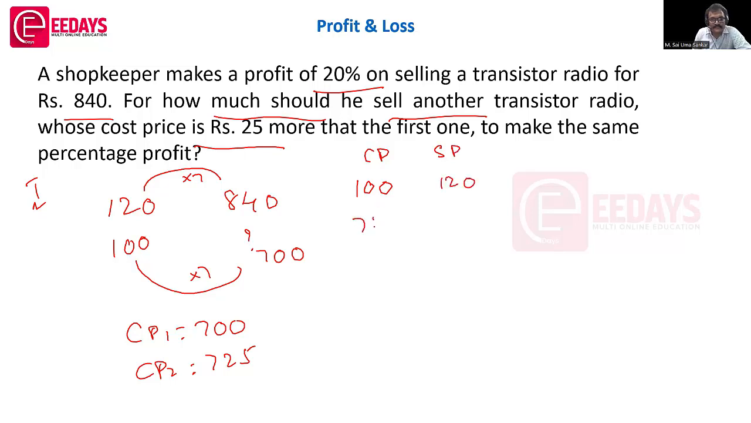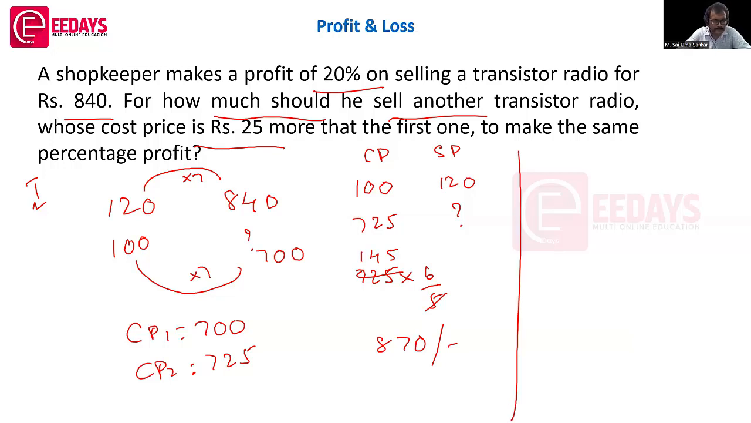If the cost price is 725, then what is the selling price? That is equal to, this is into 6 by 5. Here also into 6 by 5 only. So 725 into 6 by 5, or 725 by 100 into 120, whatever it is. So this is equal to 870 rupees. This is method 1.